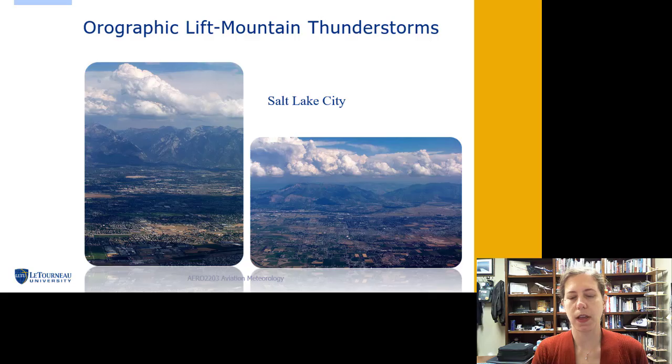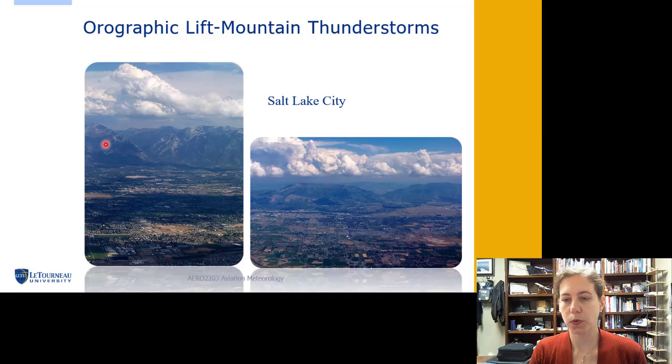The next kind of lifting action we can see is orographic lift, again, caused by mountains. So if you might live in a mountainous area, or have visited a mountainous area, we have some air that is getting pushed aloft, we have moisture in the air, we have instability, and we have a lifting action, and that is that orographic lift.